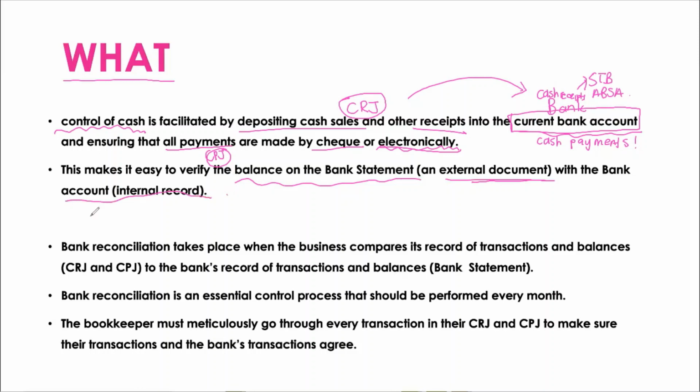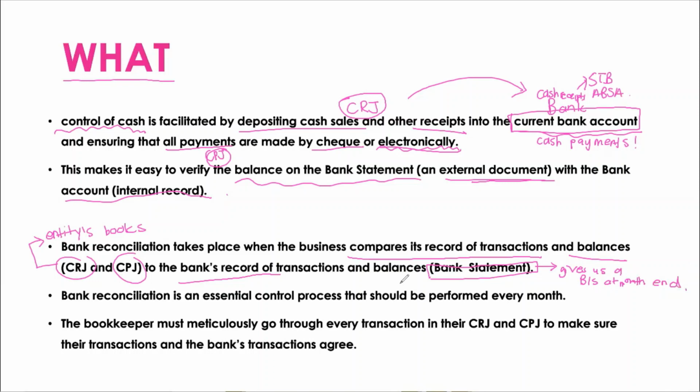Okay. So the bank reconciliation takes place when the business compares its records of transactions and its balances. So this is with the CRJ and the CPJ. So these are our books, the entity's books. And we compare our books with the bank records. So this is the bank statement. The bank will give us a bank statement at the end of the month. So it gives us a bank statement at month end.